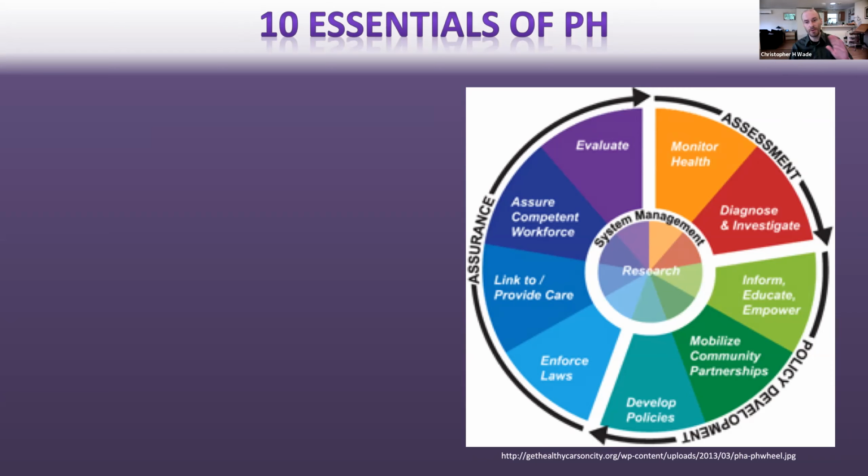The last 4 components are called assurance. And assurance is essentially the things that we do in public health that make sure that health is maintained over time, okay? So what we can do here is we can enforce laws. So if we have policies or laws that come out, we can actually enforce them. So when seatbelt laws first came out, people kind of ignored them. It wasn't until they started enforcing seatbelt laws that people started wearing seatbelts, right?